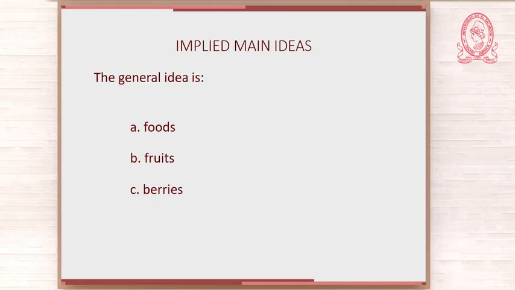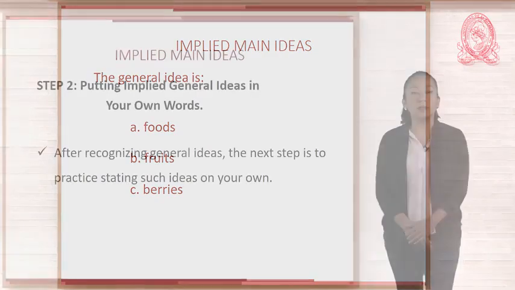If you chose letter B, that is correct. Langan explains that letter A is too broad. Too broad means that the idea covers much more than the specific ideas. And letter C is too narrow. That means that the idea doesn't cover all of the specific ideas.